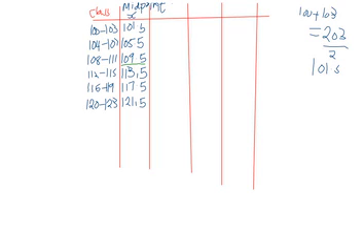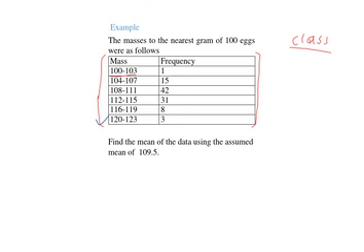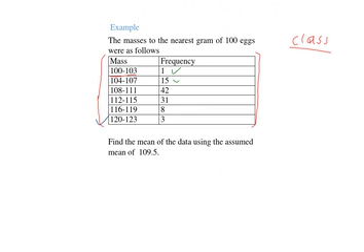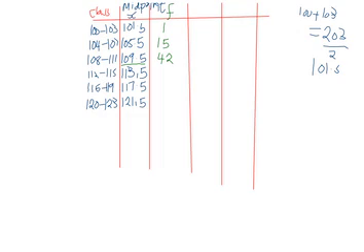Now next we'll go to f, which is the frequency, in the next column. So we have 1. I'm checking from the table. The first frequency is 1, then 15, then 42, then 31, 8 and lastly 3.